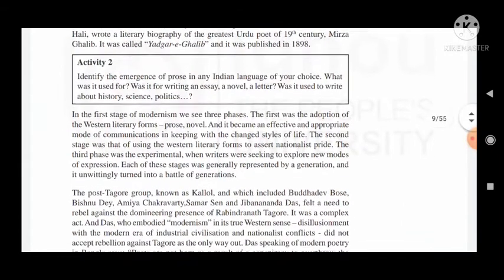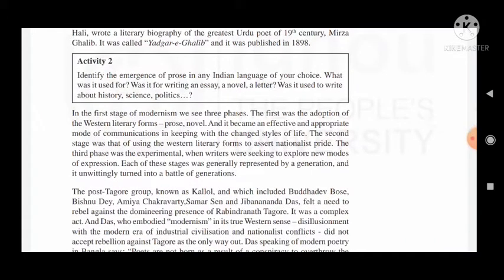Then here is the activity: identify the emergence of prose in an Indian language of your choice. What was it used for? Was it for writing an essay, novel or letter? Was it used to write about history, science and politics?